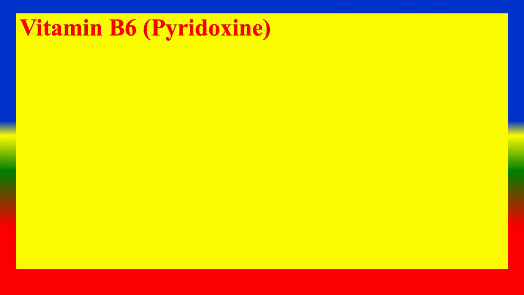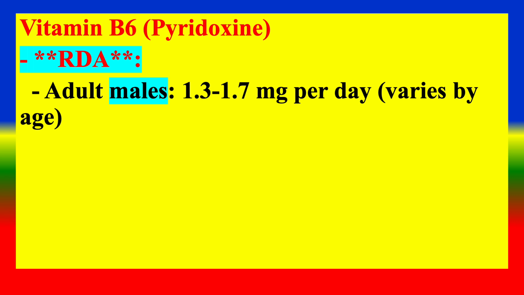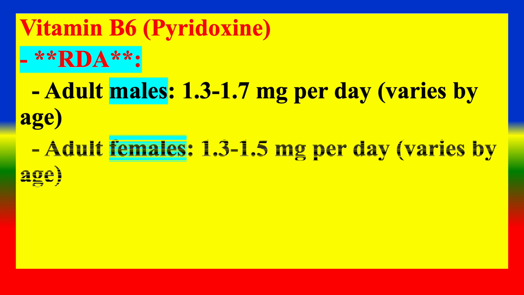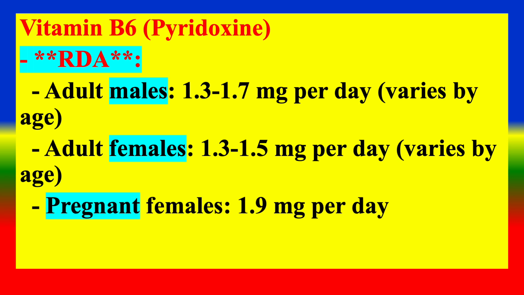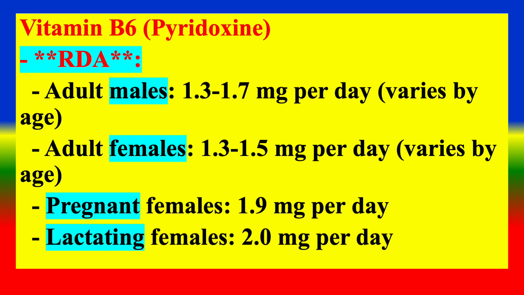Vitamin B6, pyridoxine, RDA, adult males 1.3 to 1.7 mg per day, varies by age. Adult females 1.3 to 1.5 mg per day. Pregnant females 1.9 mg per day. Lactating females 2.0 mg per day.